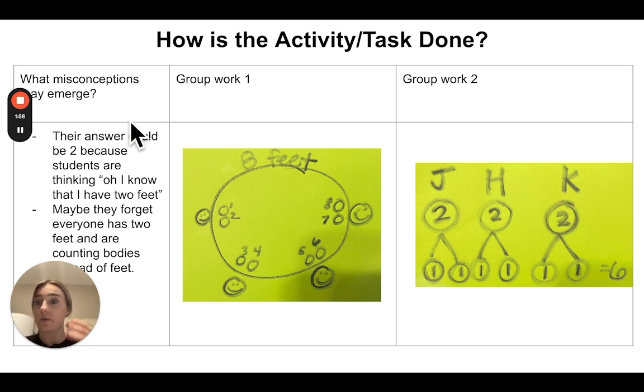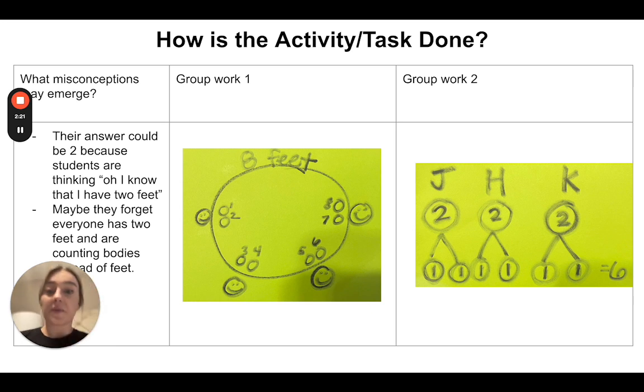So what misconceptions may emerge? Their answer could be 2, because some students think, oh, I know that I have 2 feet, I'm going to write 2. That's not necessarily right, but sometimes that's just how kindergartners think. Also, maybe they forget everyone has 2 feet, and instead of counting feet, they're counting bodies, which would be a no-no, and you'd have to support that.